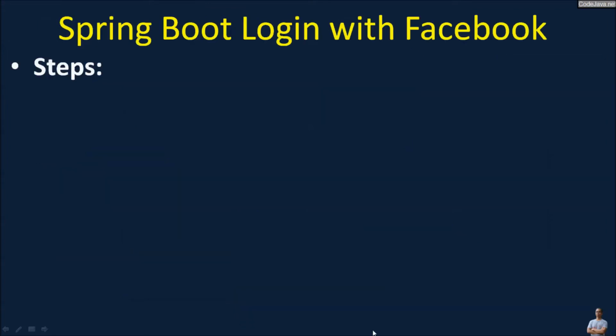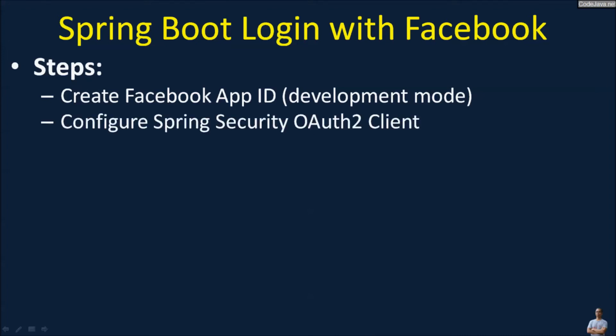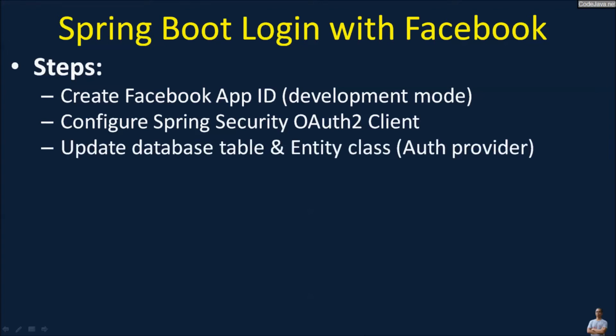And here are the steps which we need to follow. First, we need to create a Facebook app ID in development mode, and then we configure the project to use Spring Security OAuth2 client to implement social login. And then we need to update the database table and entity class to add a new column to store the information about authentication provider, which is Facebook in this video.